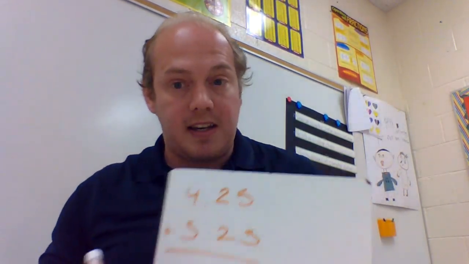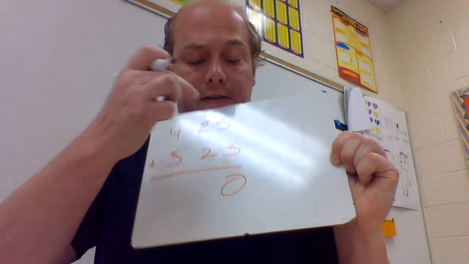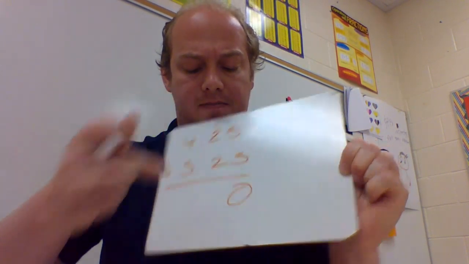Okay. So at the end here, we've got 5 plus 5, and 5 plus 5 is 10. So we're going to put down your 0 and carry your 1. Just like this. 5 plus 5 is 10. Carry your 1 from your 10. Now we're going to add that 1 that we carried into our answer. 2 plus 2 is 4. 4 plus the 1 that we carried is 5.